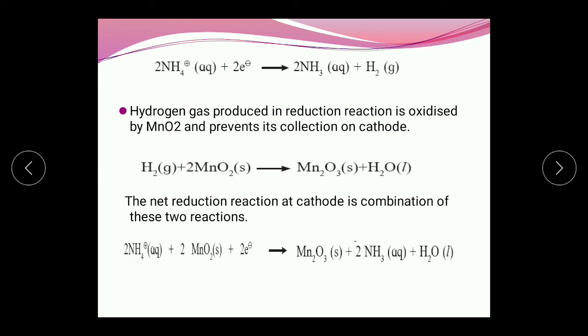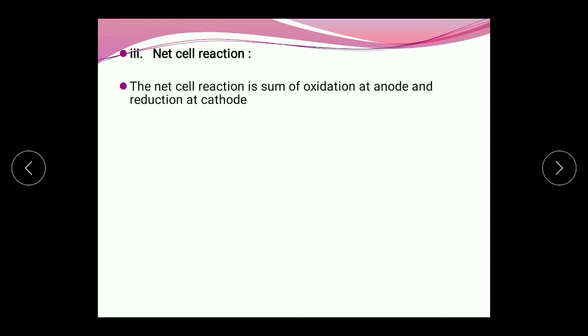We got the net anode reaction. What is it? Zn gives Zn2+ plus 2 electrons. And this is the cathode reaction. Then what is the net cell reaction? Again, the net cell reaction is the addition of anode and cathode reactions. So that Zn gives Zn2+ plus 2 electrons will be added in this. While adding, the 2 electrons from left and right will be cancelled, and hence the net cell reaction is, as I had told you, the sum of oxidation at anode and reduction at cathode.